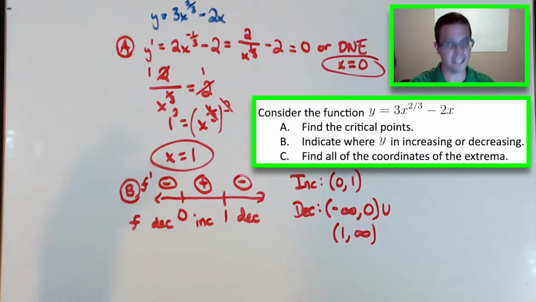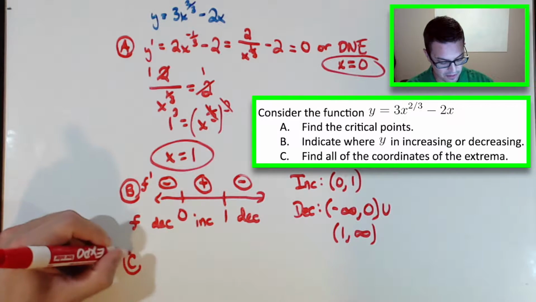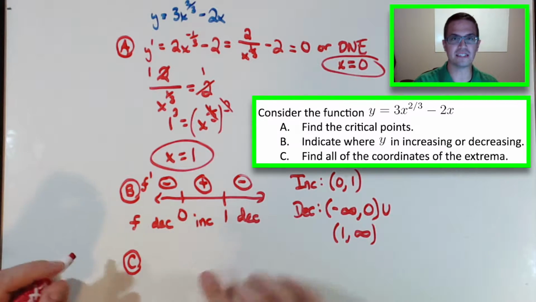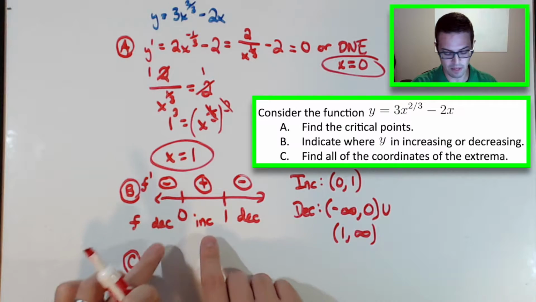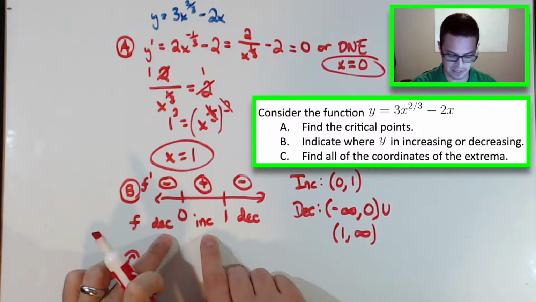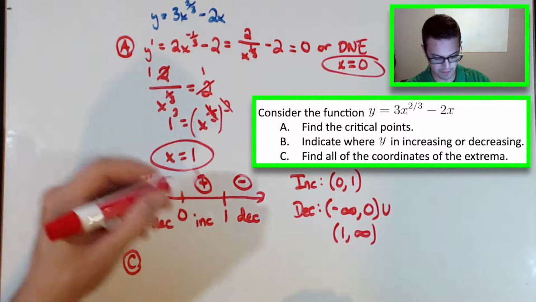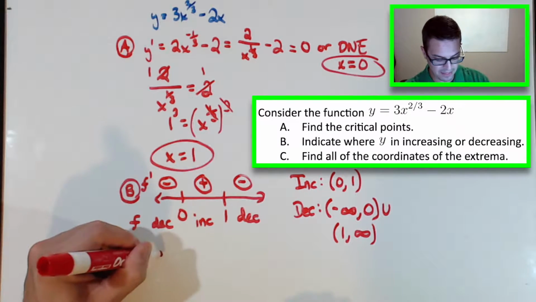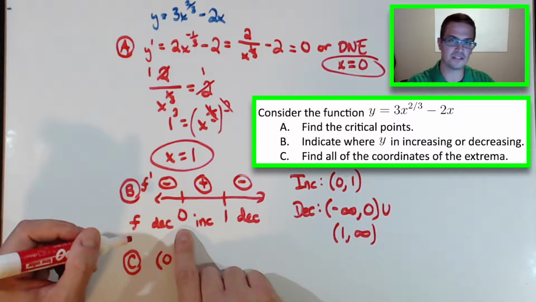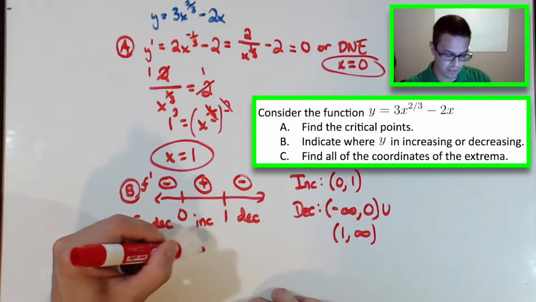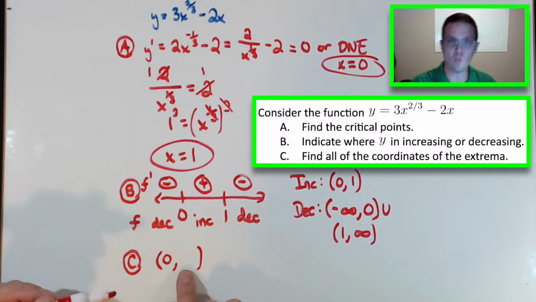Now we're going to do part C, find the coordinates of the relative extrema. Well, this increasing, decreasing tells us where the relative extrema are. So if it's going from decreasing to increasing here, that means it's going down and then up for this interval. If it's going down then up, that means that 0 where x is equal to 0 is going to be a relative min. We just need to figure out the y coordinate for this.